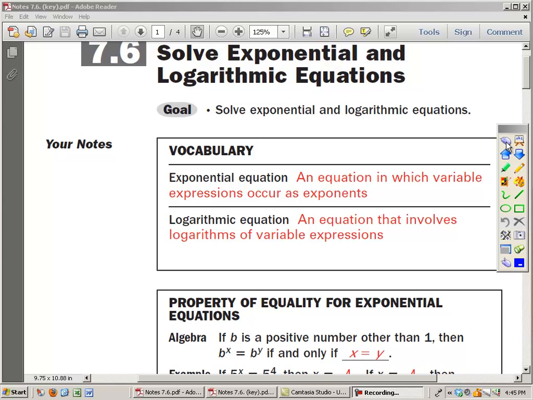Hi guys, welcome to your last lesson on Chapter 7. Lesson 7.6 is on solving exponential and logarithmic equations.